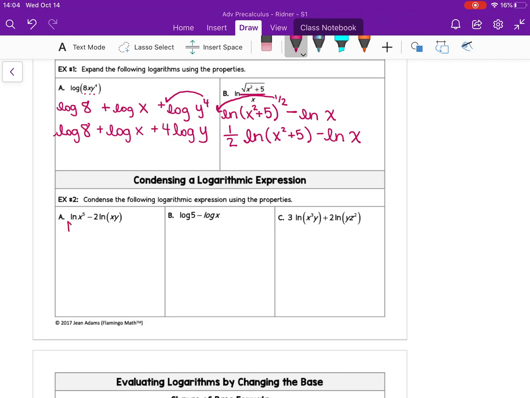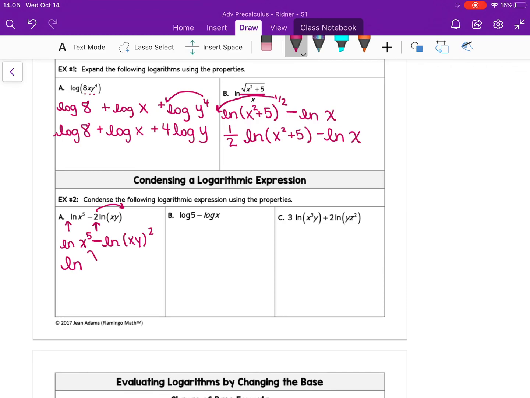So condensing, same idea. The first thing I'm going to do is look for any numbers in front, and I'm going to pull those up as an exponent. So undo what I did when I expanded. I also know that a lot of you guys are going to be able to skip some of the steps that I show. If you are able to skip the steps that I show, that is fine. Everything's great, okay? But if not, I would rather show you too many steps than not enough.